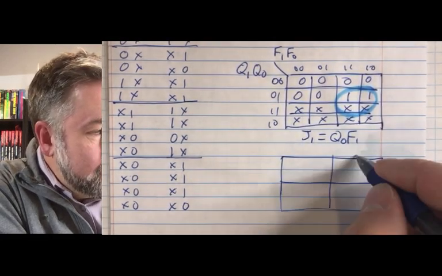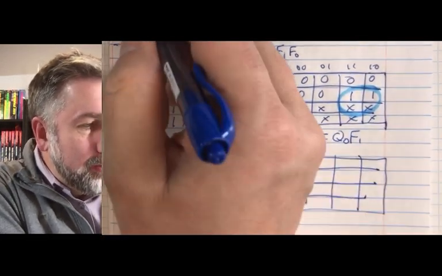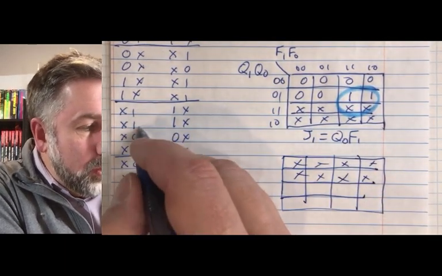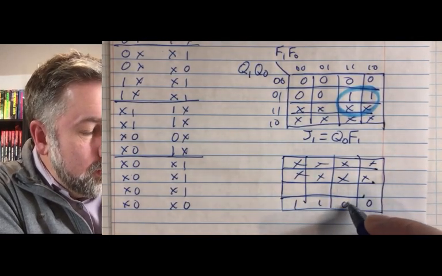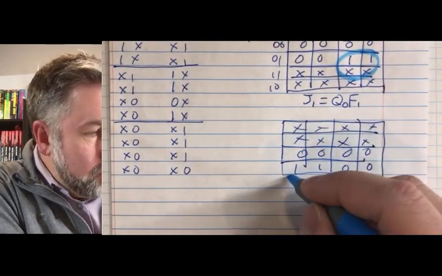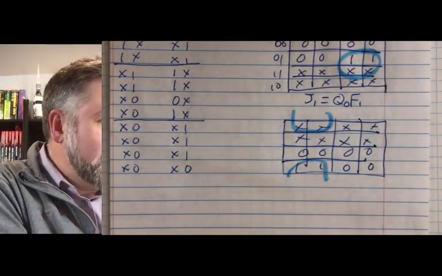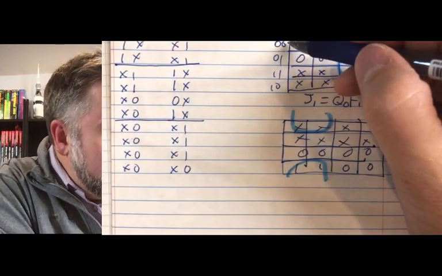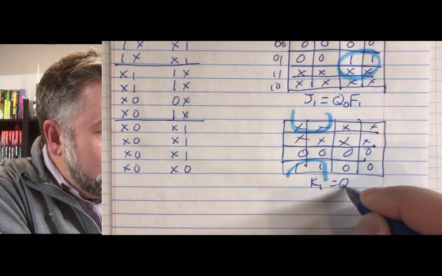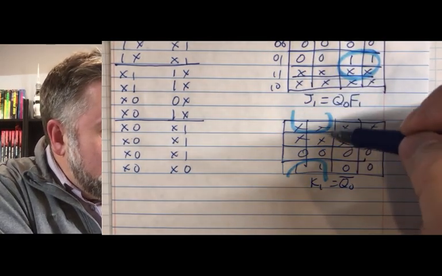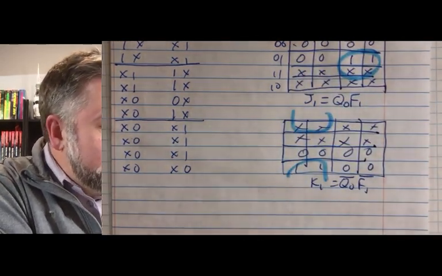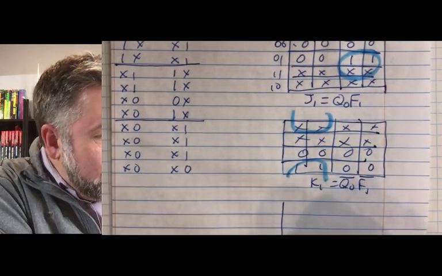Here's K1. And again, going down here, X, X, X, X, X, X, X, X, then 1, 1, 0, 0, 0, 0, 0, 0. Super simple. Again, not going to spend all my time labeling it because we can see from here this is Q0 prime. So this is K1 equals Q0 prime. And then it is F1 prime. All right? One more, two more.